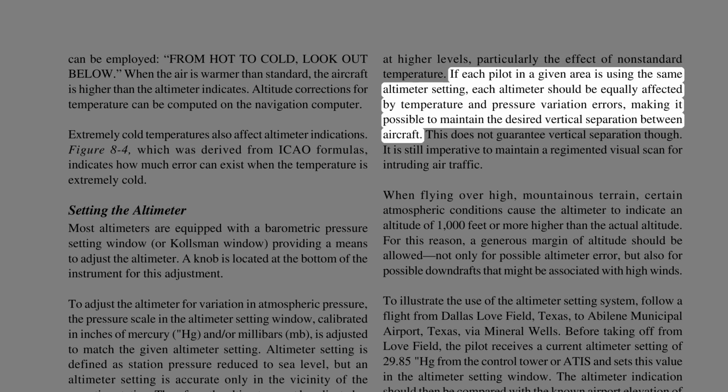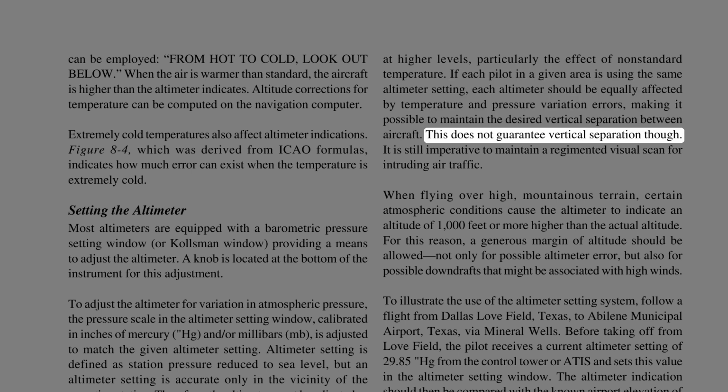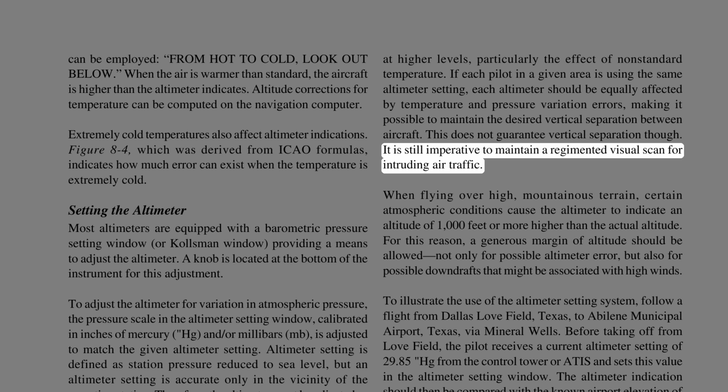If each pilot in a given area is using the same altimeter setting, each altimeter should be equally affected by temperature and pressure variation errors, making it possible to maintain the desired vertical separation between aircraft. This does not guarantee vertical separation though. It is still imperative to maintain a regimented visual scan for intruding air traffic.